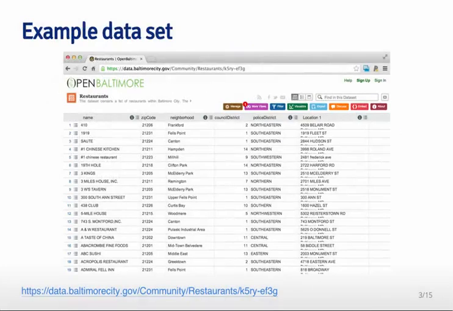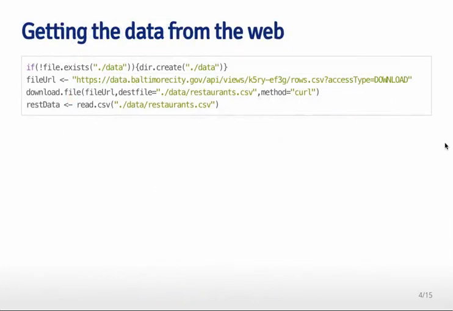So we're going to be using this Baltimore restaurant data set as an example. So again, you could go to the URL and then click over here on this export button to get the URL for a particular version of the data set. In this case, I'm using the CSV version. Again, I see if the data directory exists. Then I download the file from the internet and I load it into R using read.csv. Now I've got a data set, restData, which is the restaurant data that was created from this data set.